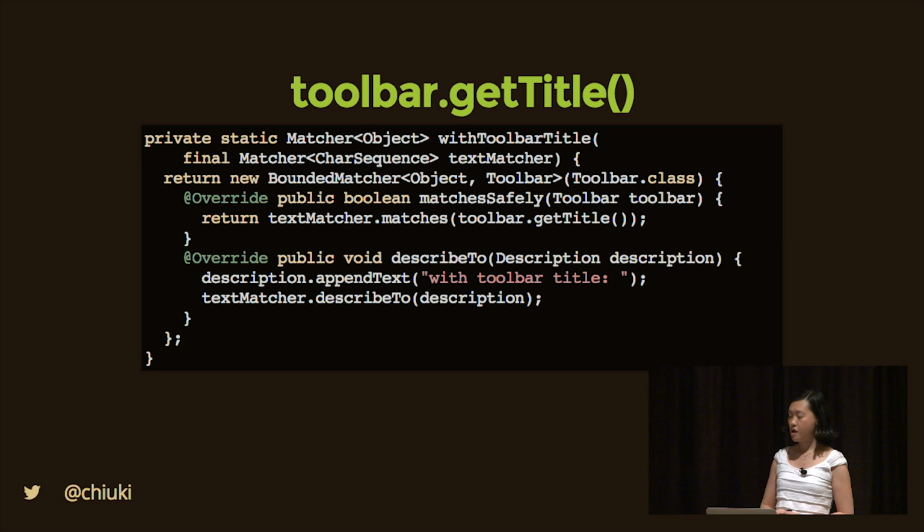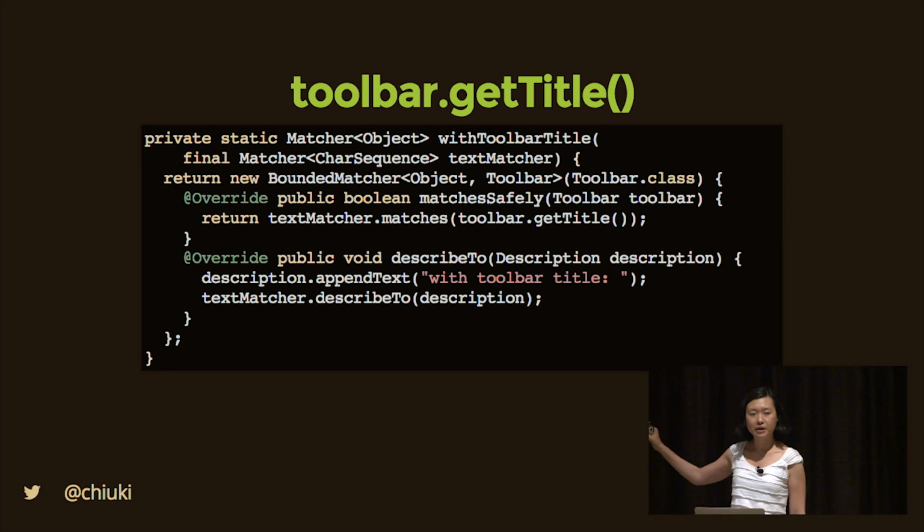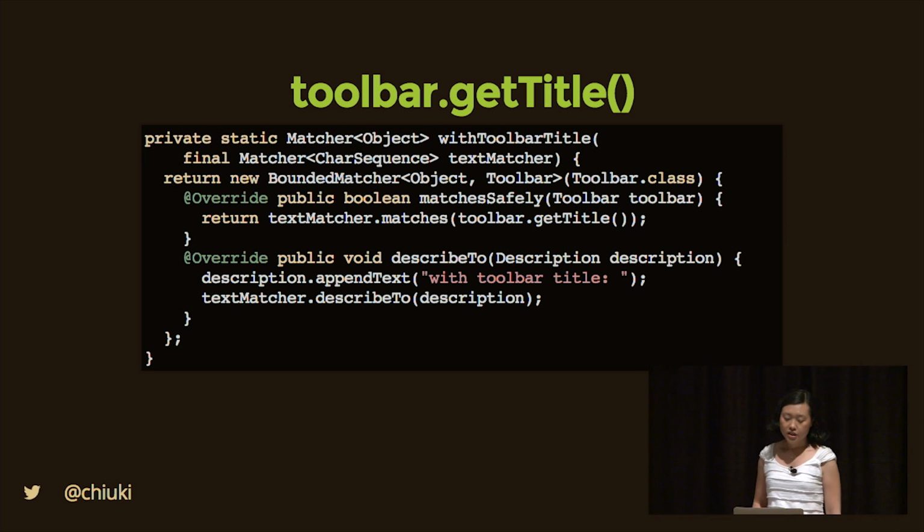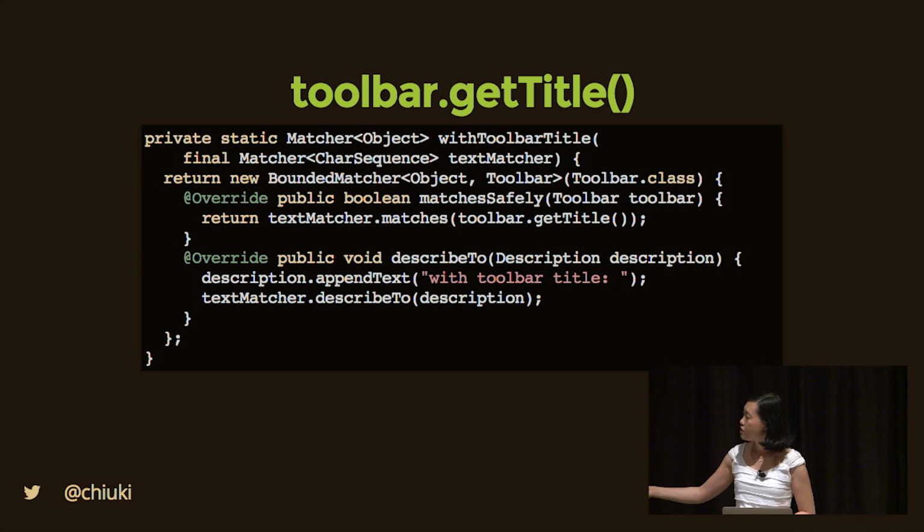So this is the dense code coming. Can everybody see it? OK, that's good. So what we have here is something called a bounded matcher. This is, again, I think it's actually Hamcrest. What happened here is that I'm saying that I want a view matcher that is specific to a toolbar, which is why there's a generic that I pass in the toolbar class.